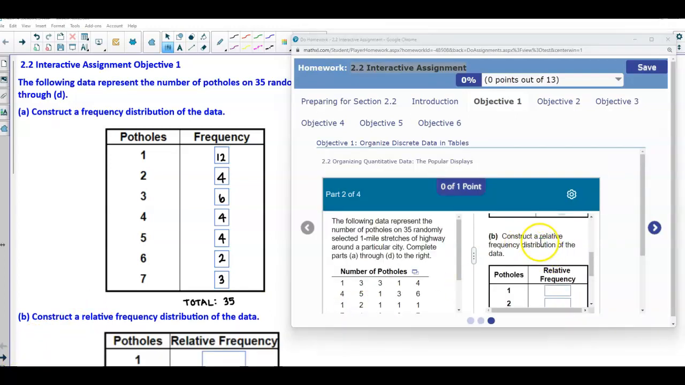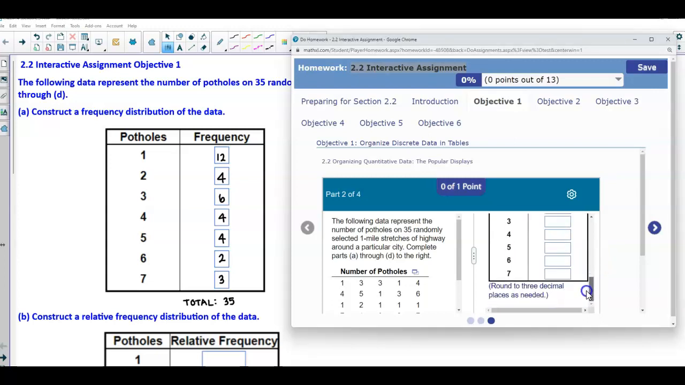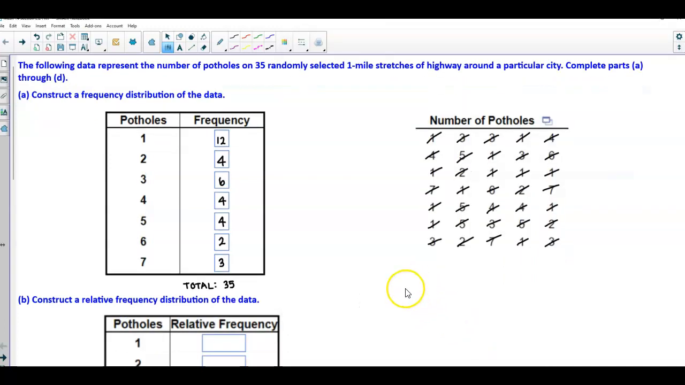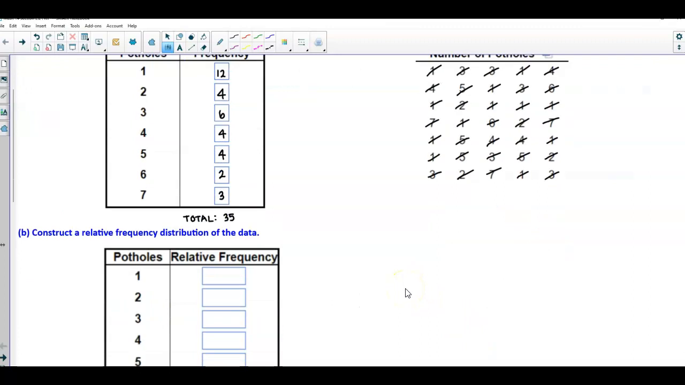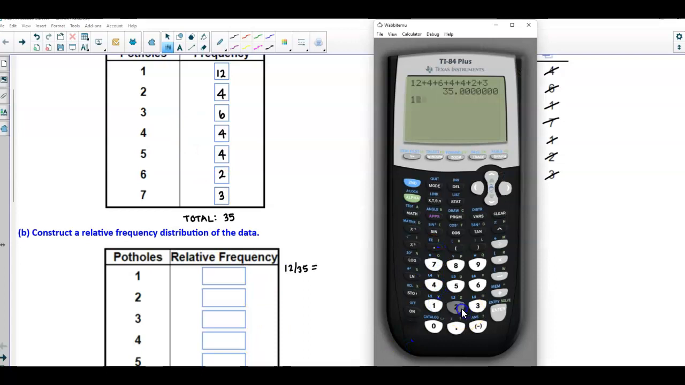Now the next question says, construct a relative frequency distribution of the data, and we're going to round to 3 decimal places as needed. So let's go ahead and do that. We know that the total is 35, so we're going to have 12 divided by 35.